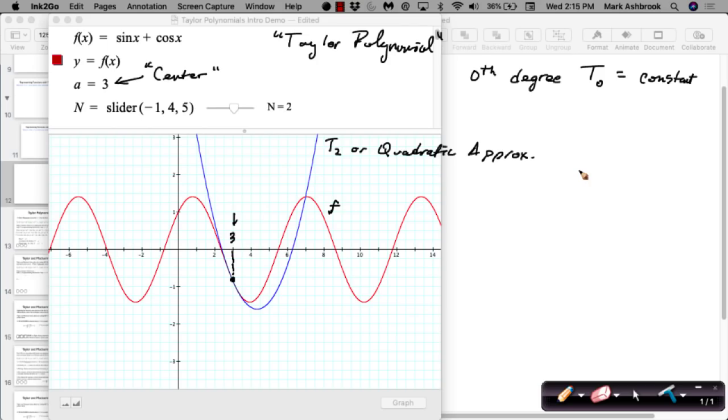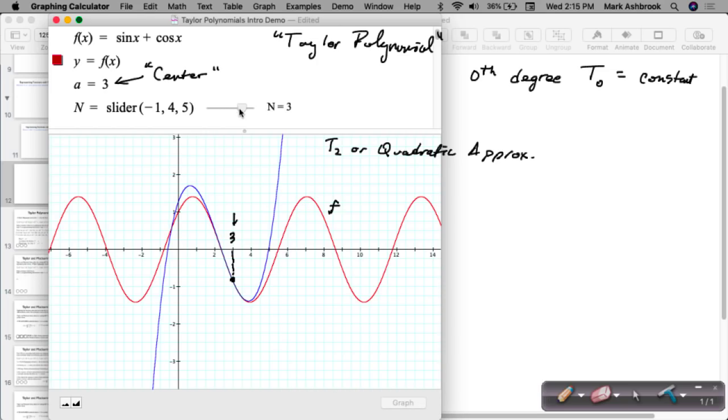All right, 4th degree polynomial. Or sorry, 3rd degree, cubic. There's a cubic function that's trying to replicate this function. How is it doing replicating the function compared to the last one? Better. There's a wider range around 3 where it's kind of hovering close. But then as soon as you get away from 3, it flies off, right?